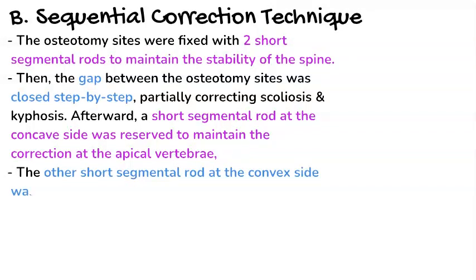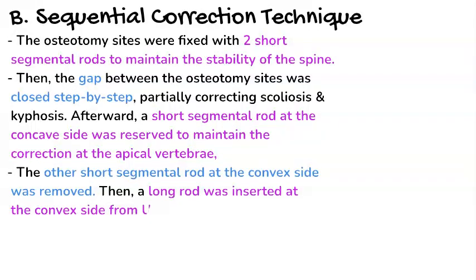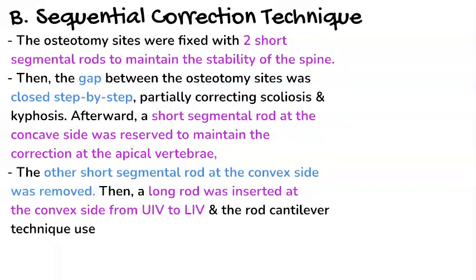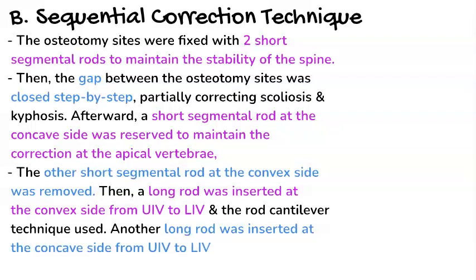Then, a long rod was inserted at the convex side from upper instrumented vertebrae to lower instrumented vertebrae, and the rod cantilever technique was used. Another long rod was inserted at the concave side from upper instrumented vertebrae to lower instrumented vertebrae to achieve a global balance.